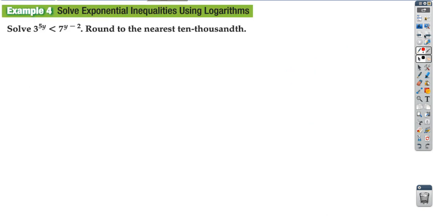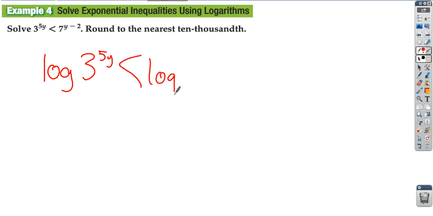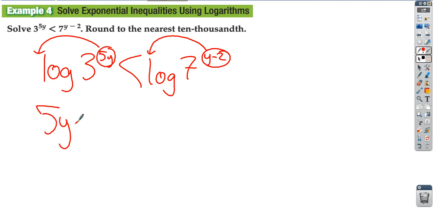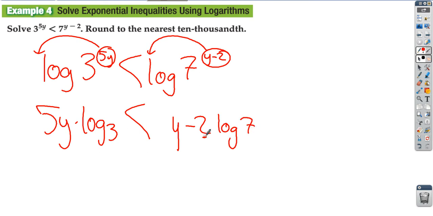So the same rule applies with logarithms. In this case we're taking the log of both sides. That's not multiplying or dividing by a negative number, so we don't need to switch any signs. So we'll do the log of 3 to the 5y is less than the log of 7 to the y minus 2. The property says that as long as we've taken a log, we can take these and swing it in front. So we have 5y times the log of 3, and that is less than, remember here we don't want to write y minus 2 log 7. This is wrong because we're only multiplying the 2. We want to multiply the whole thing, just like that.